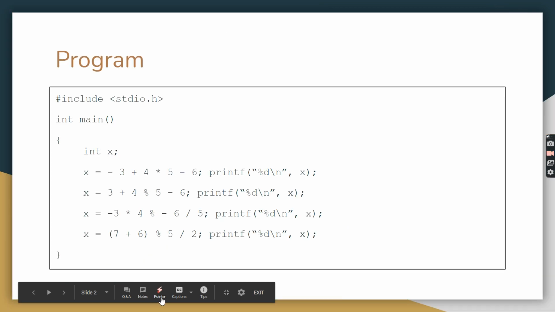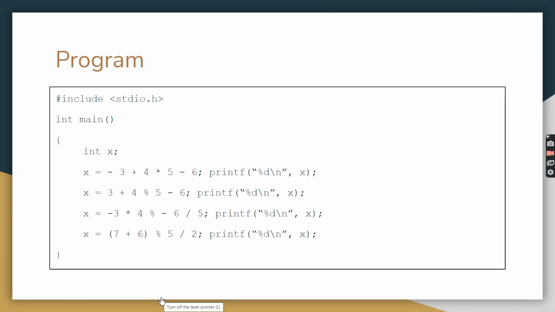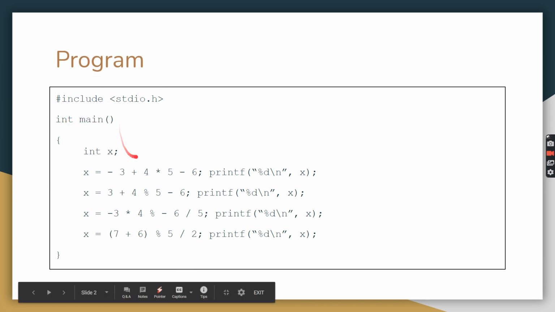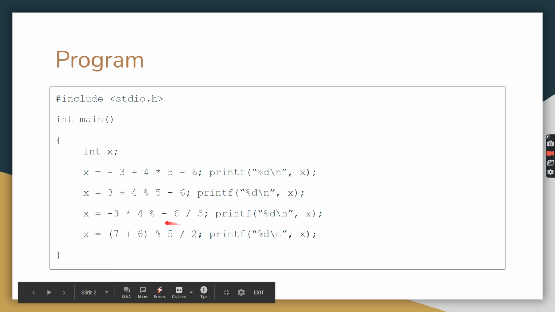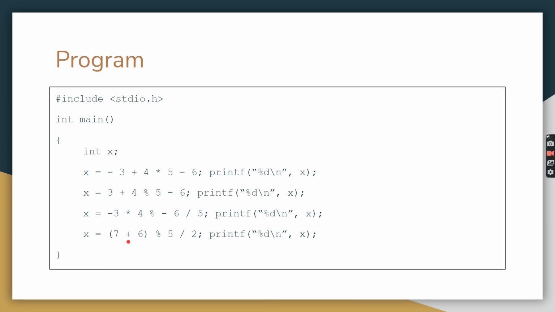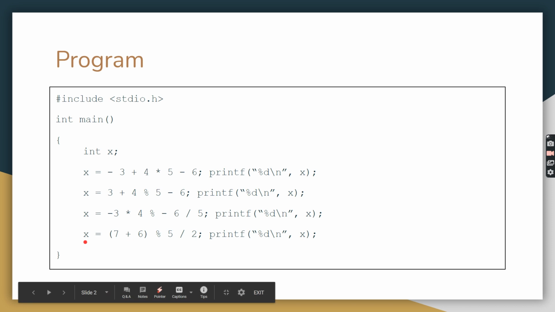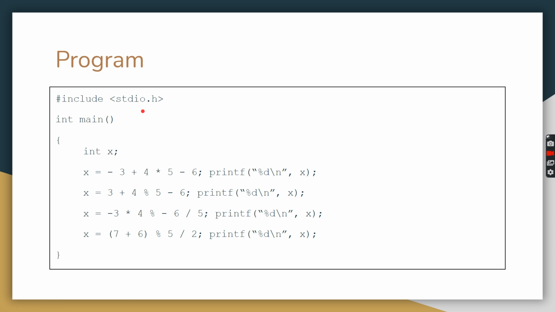So here we have our C program. We have our main function, and inside the main function we have 5 statements. We first declare an integer variable x. In the 4 following statements, we do some arithmetic operation with these integer values, and the result will be assigned to the value of x, and lastly printed with the printf function found inside the standard input-output library.